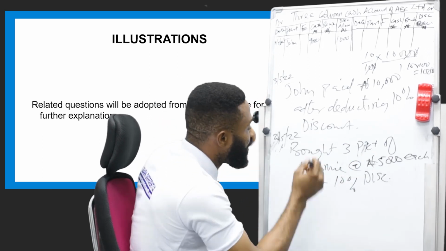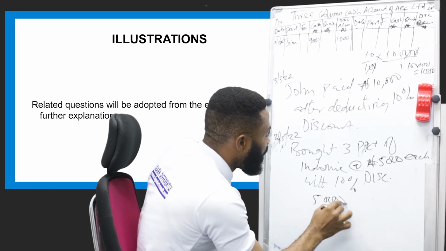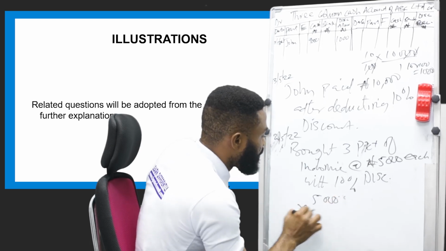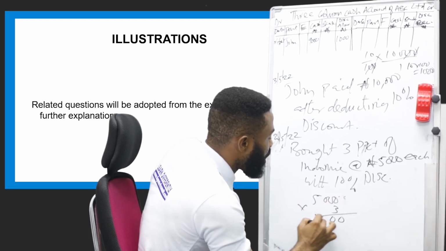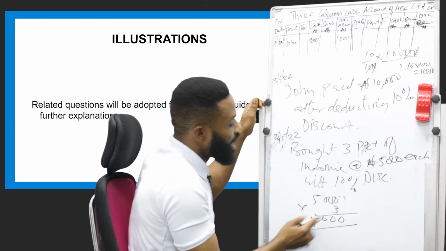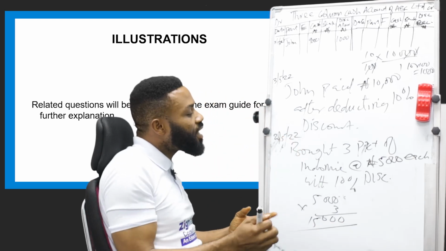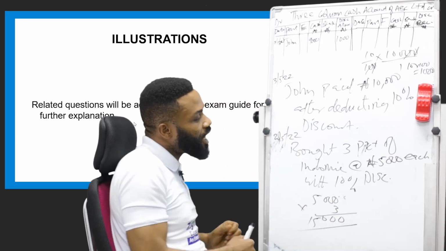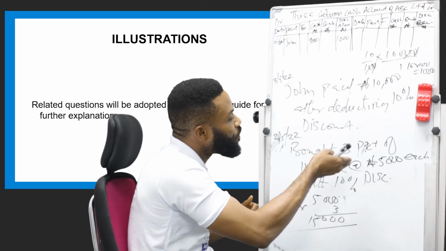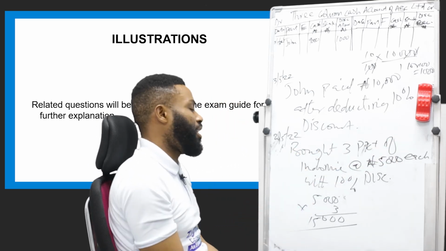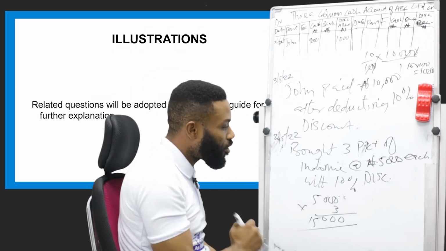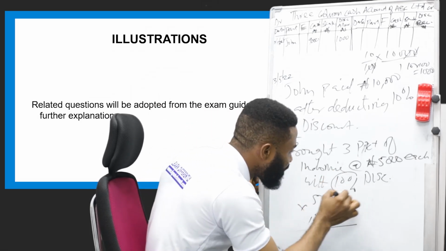Now calculate first. 5,000 times what? Times 3. This is 0, 0, 0. That's 15,000. We are supposed to pay 15,000 naira for 3 packets of Indomie sold at 5,000 naira each. But there is a clause. The clause is what? 10% discount.